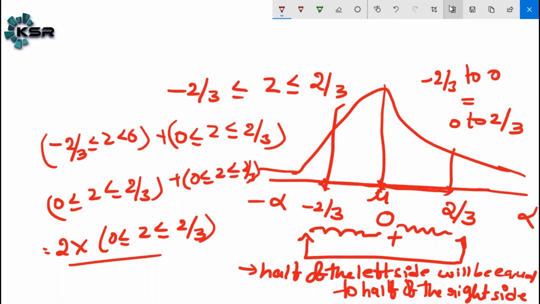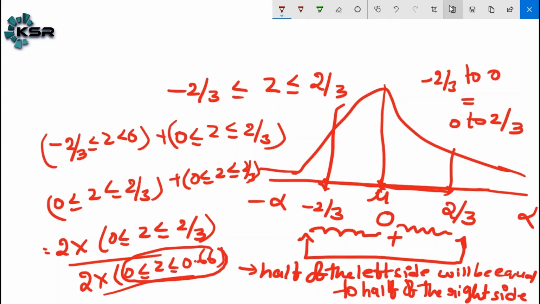If you look into the table, you cannot calculate this value manually, whatever the probability value at that point. So simply 2 into z less than or equal to 0.66, since 2 by 3 is nothing but 0.66. What is the probability value in between this range? Check that value from the table and multiply by 2. Automatically you get the probability value. Clear, madam? Satish.